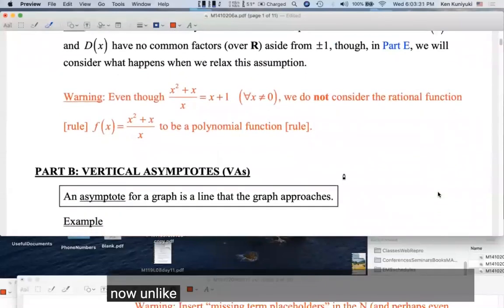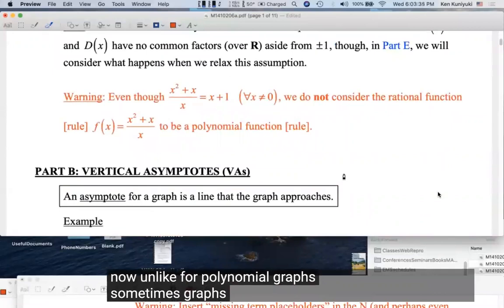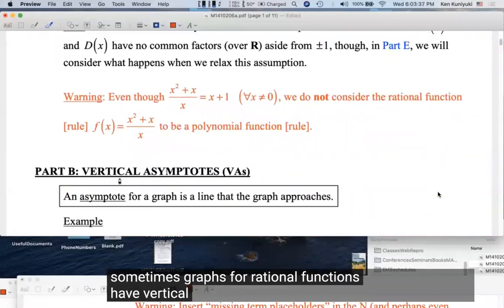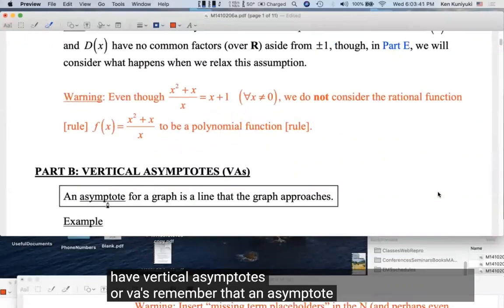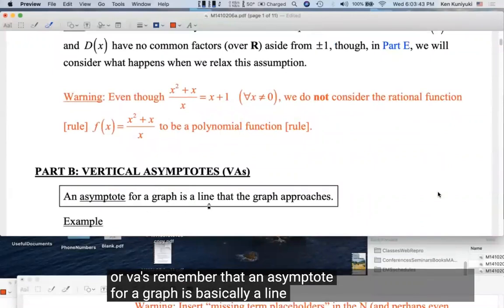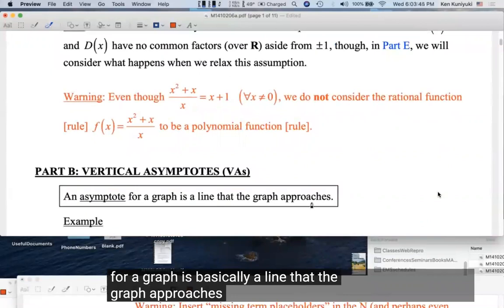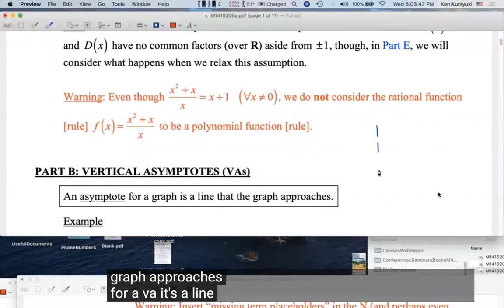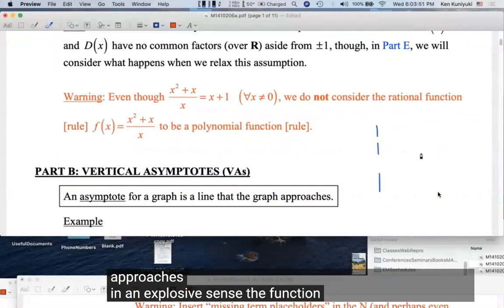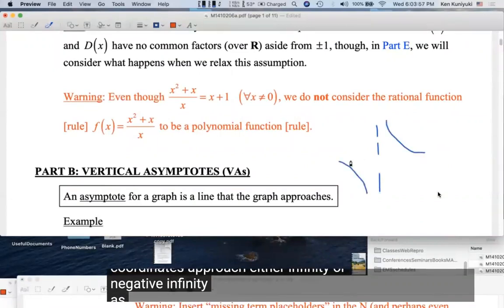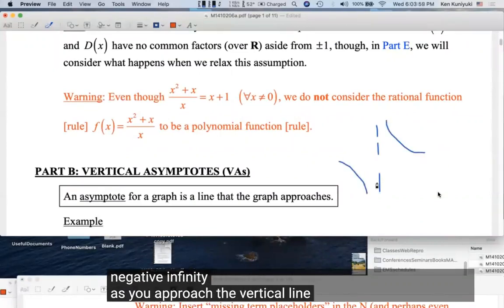Now, unlike for polynomial graphs, sometimes graphs for rational functions have vertical asymptotes, or VAs. Remember that an asymptote for a graph is basically a line that the graph approaches. For a VA, it's a line that the graph approaches in an explosive sense. The function values, or y-coordinates, approach either infinity or negative infinity as you approach the vertical line.